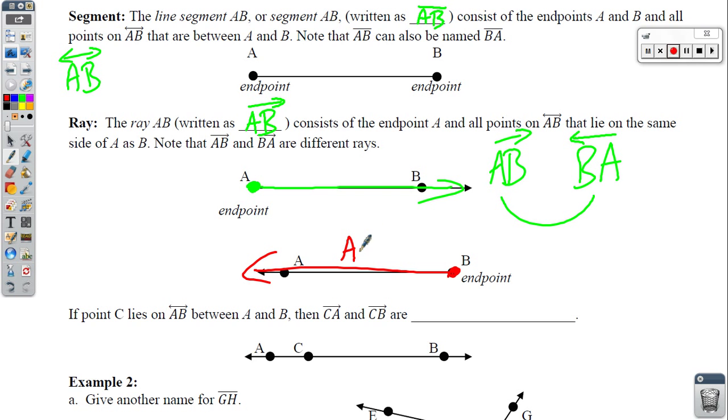well, we could name that like this, where the ray starts at B and points through towards A. Or if we switch the letters around, then we've also got to switch the arrow around so that it starts at B and points through towards A.